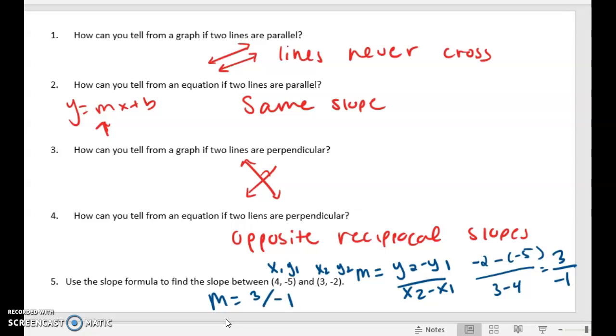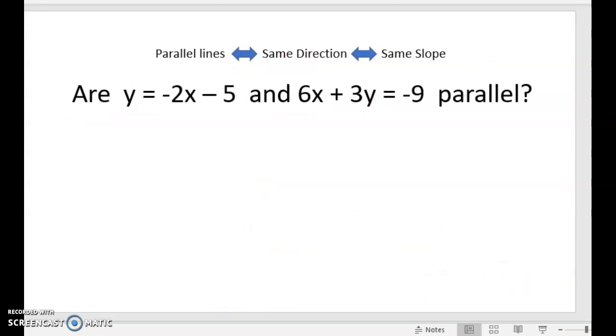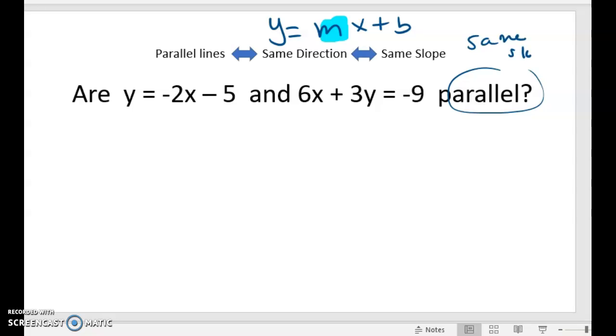All right, so from here, we want to say, are these two lines parallel? The easiest way to determine if two lines are parallel is by determining if they have the same slope. Remember, parallel, same slope. So I want to make sure that I solve both of my equations in y equals mx plus b form, or slope-intercept form.